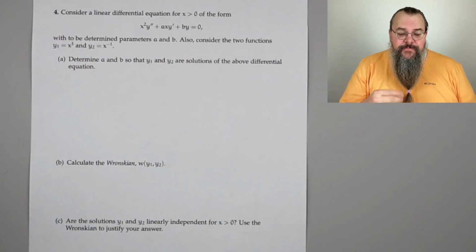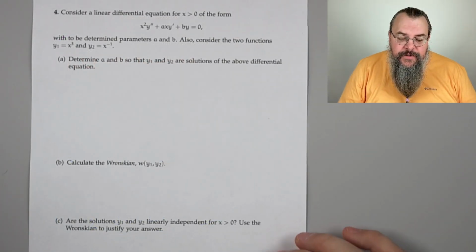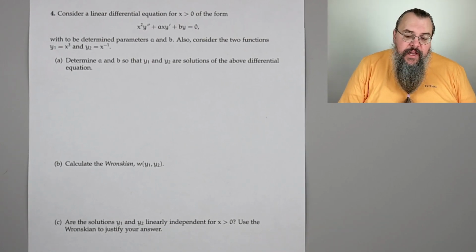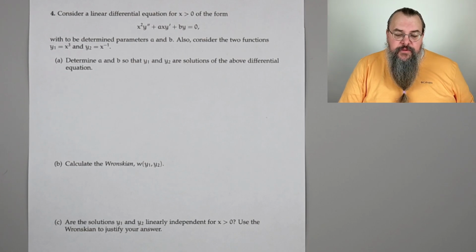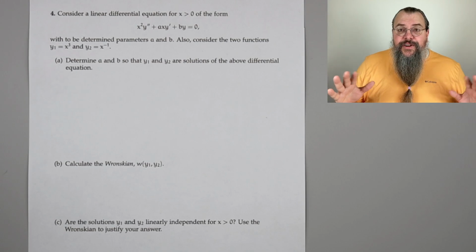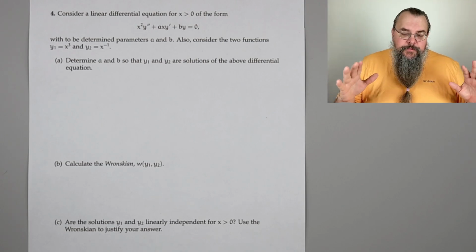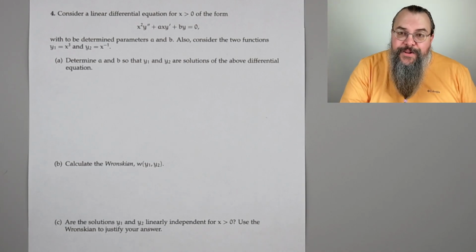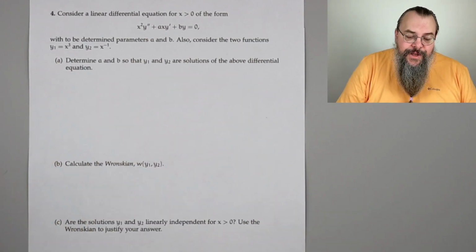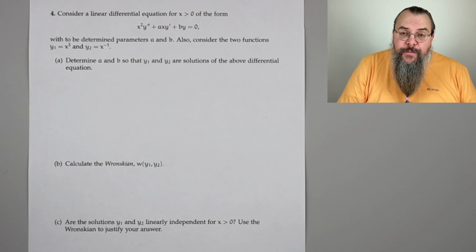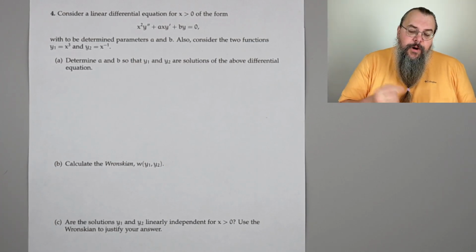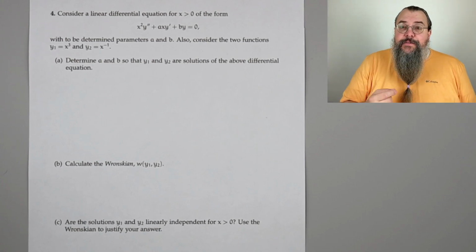Number 4. Consider a linear differential equation for x greater than 0 of the form x squared y double prime plus a x y prime plus b y equals 0, with to-be-determined parameters a and b. On a side note, this is called an Euler equation, but we'll get back to the problem. Also consider the two functions y1 is x cubed and y2 is x to the minus 1. Determine a and b so that y1 and y2 are solutions of the above differential equation.